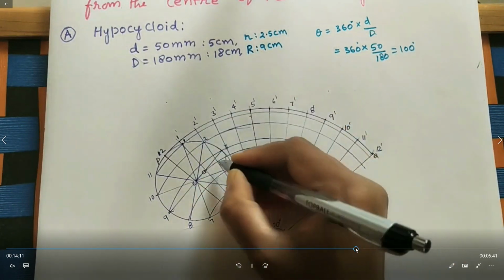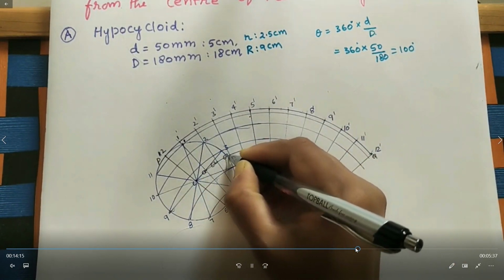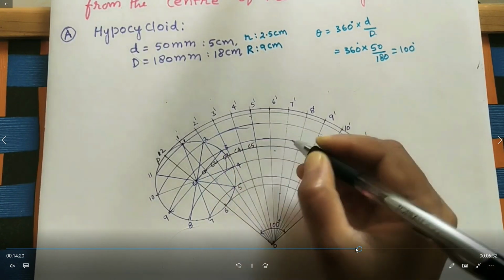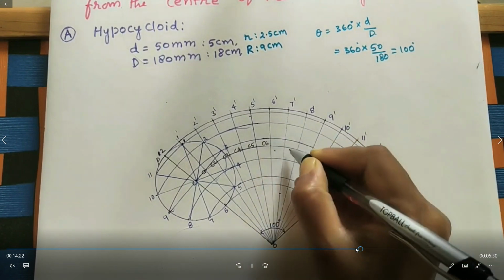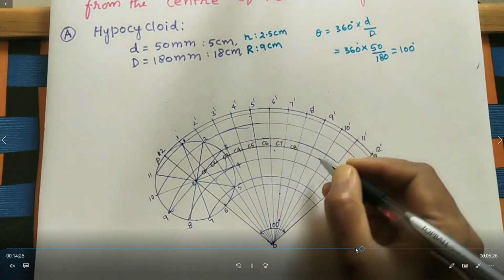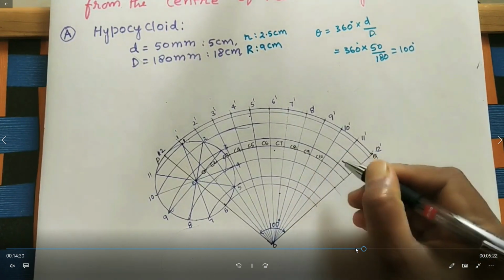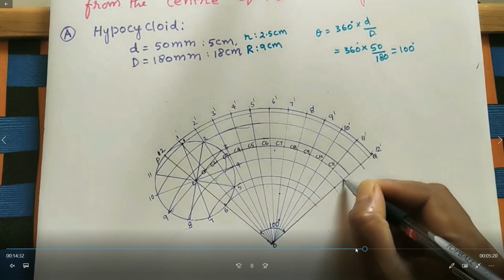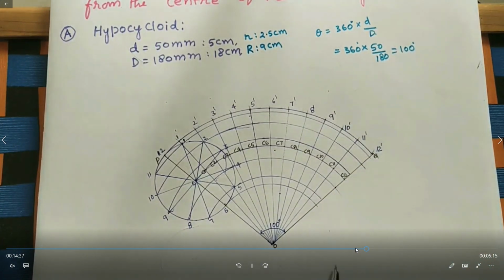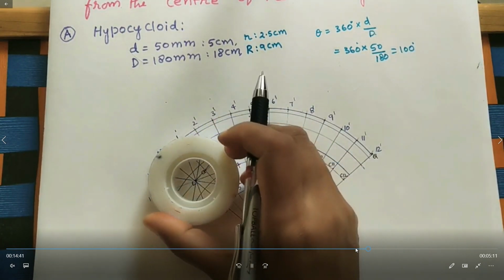Now we identify the center line points C, C1, C2, C3, C4, C5, C6, C7, C8, C9, C10, C11, C12. Okay, in this way we identify the center line divisions to points.